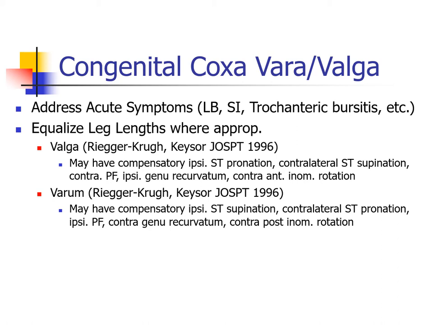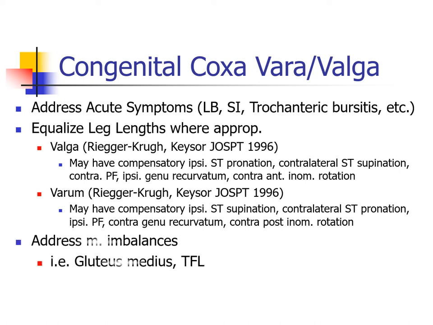And so coxa vara, again, that limb's going to appear short. We're going to see ipsilateral subtalar joint pronation, ipsilateral ankle plantar flexion to compensate for that. And on the contralateral side, we're going to see subtalar joint pronation, contralateral genu recurvatum. We may see contralateral posterior innominate rotation in an effort to shorten that contralateral side.